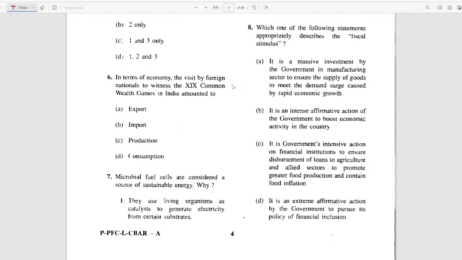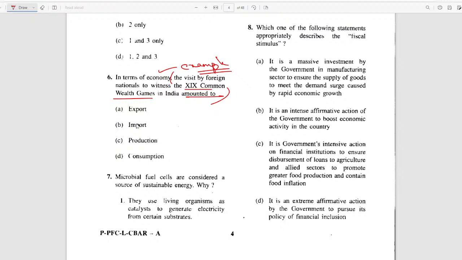The sixth question, in terms of economy, the visit by foreign nationals to witness the Commonwealth Games amounts to. So this is a conceptual question from economics. They're giving you a certain example, and they are asking you, what does it amount to? Is it export, import, production, or consumption?